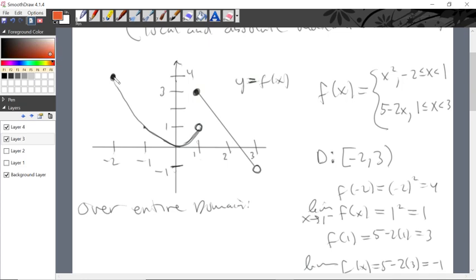Let me locate these values with the red. So this point right here has the coordinates -2, 4. So we have that 4, looks like 4 is an, let me write the function, f of -2 is equal to 4 is an absolute maximum of f.